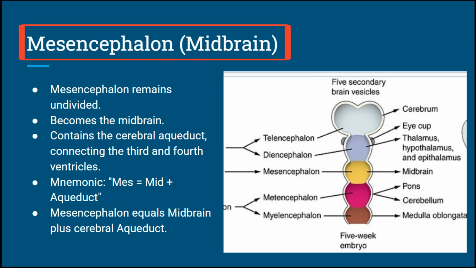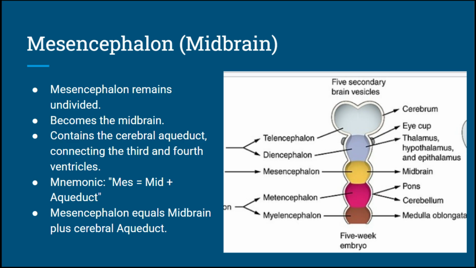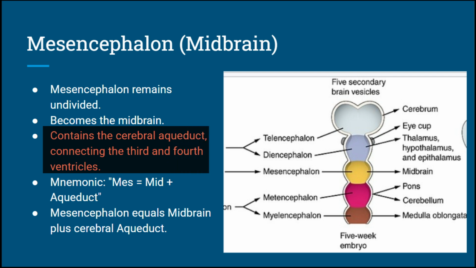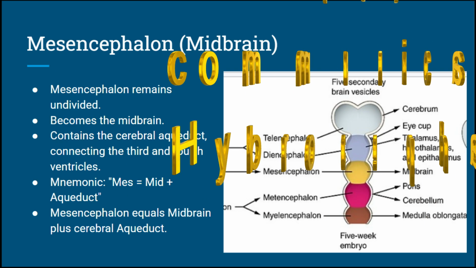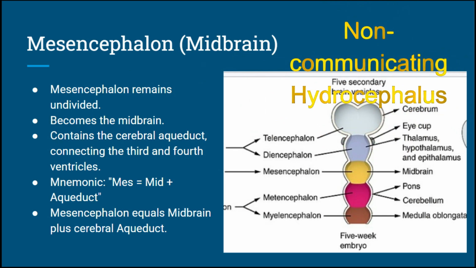Next up is the mesencephalon, which becomes the midbrain. It doesn't split like the others, it stays as one unit. The midbrain is home to the cerebral aqueduct, a tiny channel that connects the third ventricle to the fourth, keeping cerebrospinal fluid flowing. My mnemonic here is MES equals mid plus aqueduct. Mesencephalon equals midbrain plus cerebral aqueduct. For Step 1, remember that a blockage in the cerebral aqueduct can cause non-communicating hydrocephalus, a classic vignette they might throw at you.